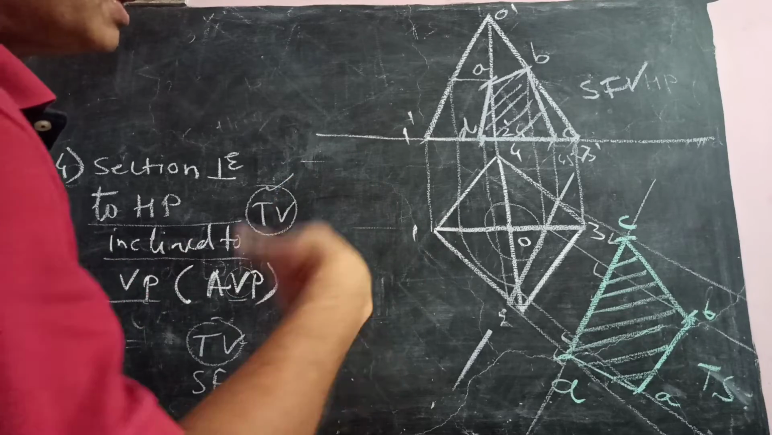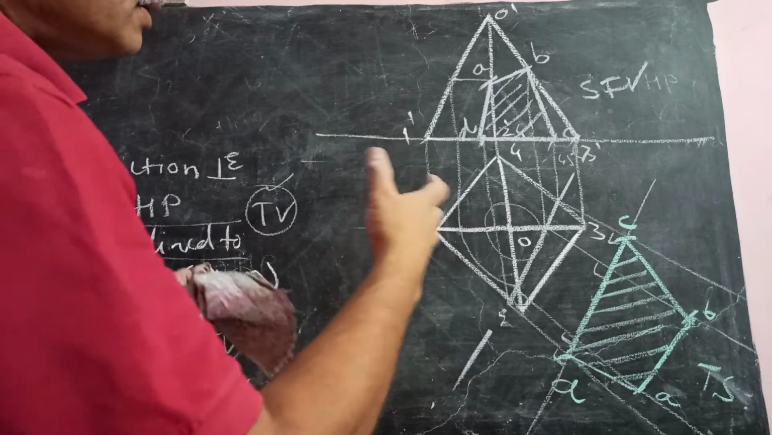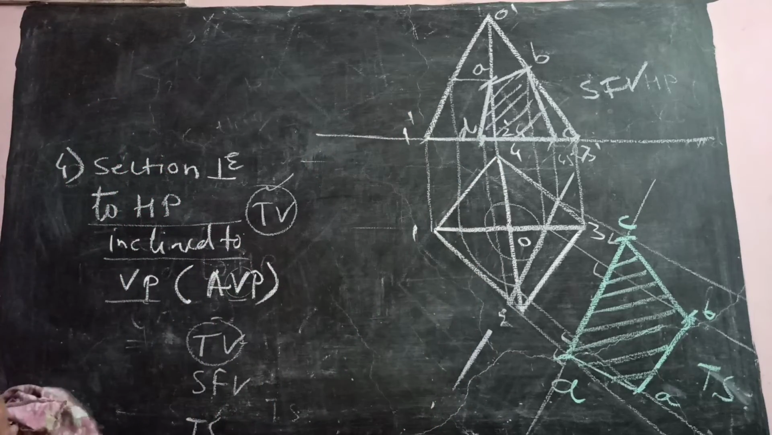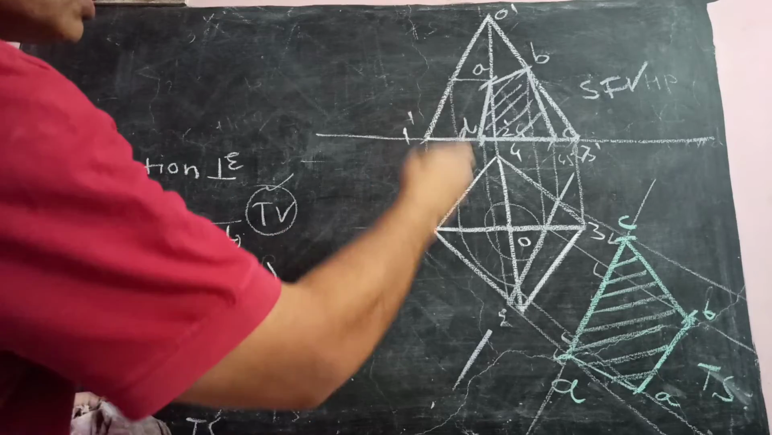We will see some problems on pyramid, prism, cone and cylinder in the next video. This is what is asked in the exam, this third and fourth type. So this is the fourth one.